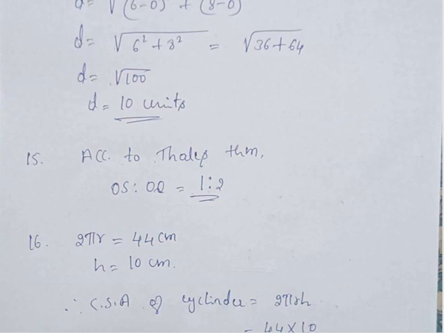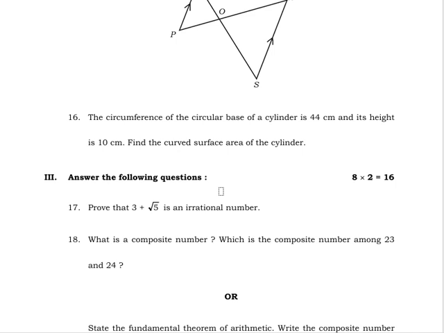Okay. So next one, last question in this main. The circumference of the circular base of a cylinder is 44 centimeter and its height is 10 centimeter. Find the curved surface area of the cylinder. So you should know the formulas. I already told you, math is nothing but if you know the formulas, you'll get 25% from the formulas only. You'll get the marks here.